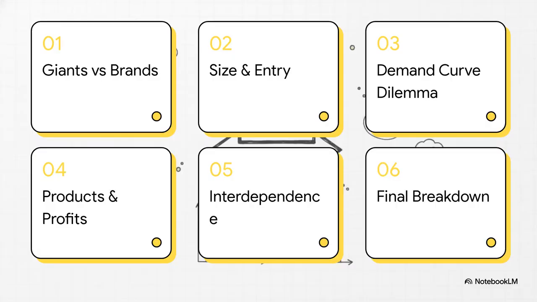We're breaking this whole concept down into a 6-round matchup. We'll start with giants versus many brands, move into market size and entry rules, tackle the demand curve dilemma, look at products and long run profits, dive into interdependence and market power, and wrap it all up with the final breakdown. Let's get right into it.